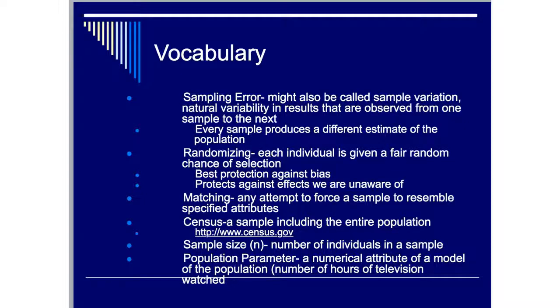Okay? A census is a sample that includes the entire population. Okay? When we get SAT data for our students, we have a census. We have everybody's SAT score. There's no reason to sample. When we have CASP data, we have everybody's CASP data. We don't need to sample that data.